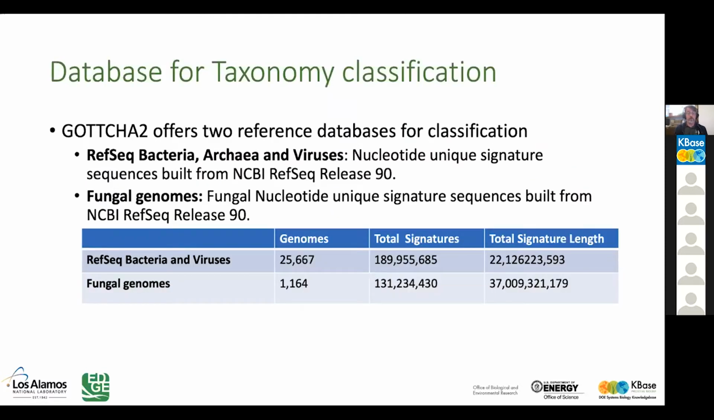Now, Gotcha2 has two different databases, and which one you use depends on the type of sample that you're looking at. One is RefSeq bacteria, archaea, and viruses, and the other is a fungal database also using RefSeq. There are far fewer in the fungal database since there are fewer genomes in RefSeq.